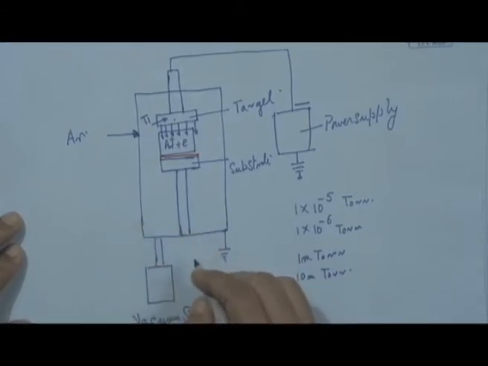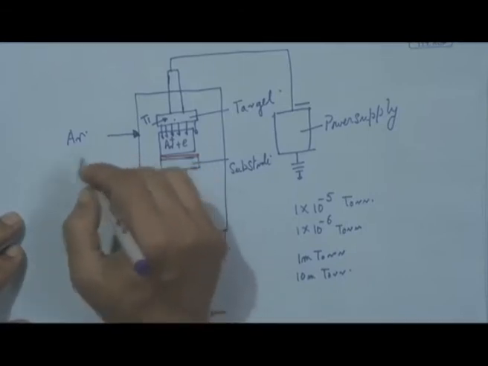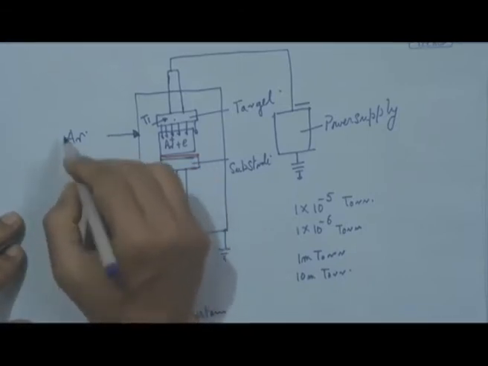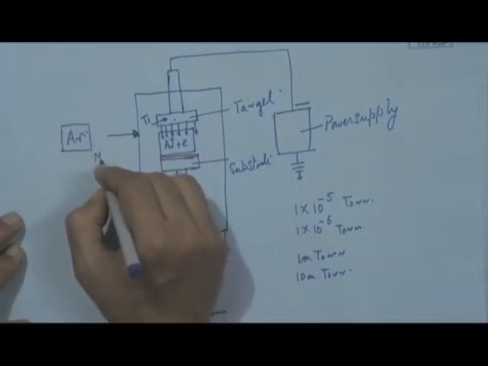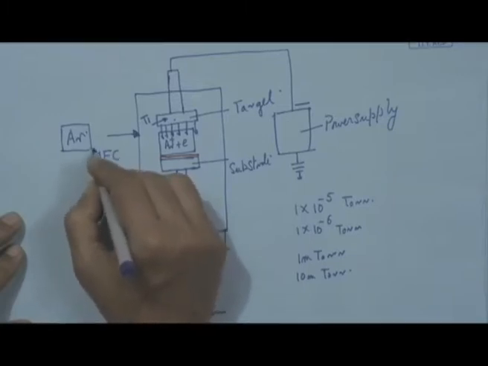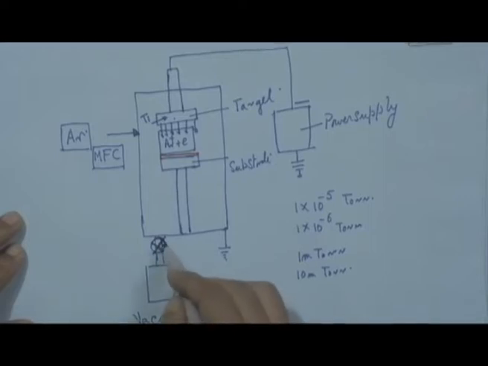So, this way one can look into the basic process of sputtering, and obviously what has to be done is control of the pressure. Here of course we have a metering valve, like a throttling valve, to control the pressure inside the chamber, and then we have a metered quantity of argon which will be flowed through one MFC.